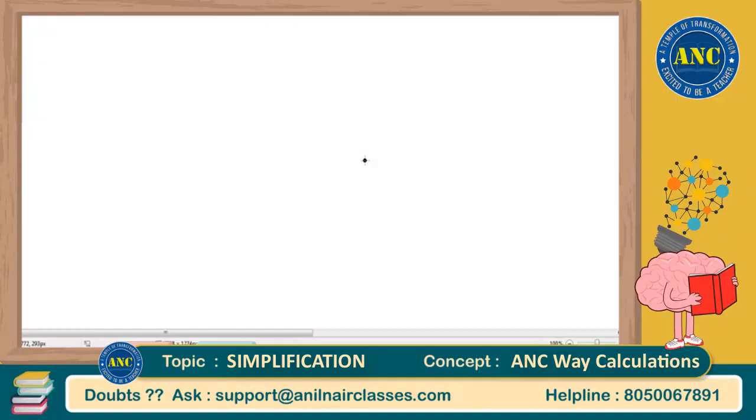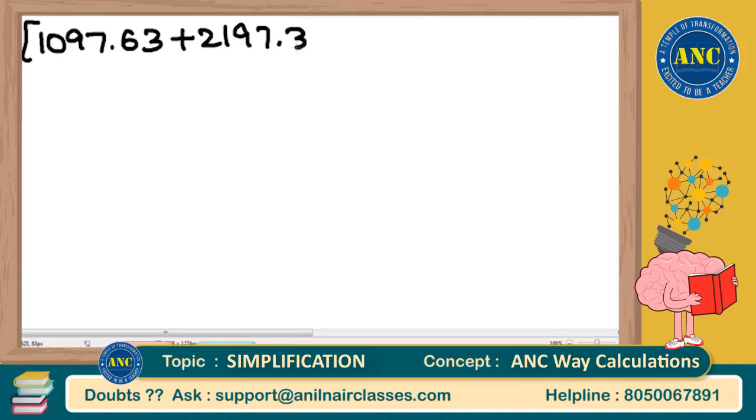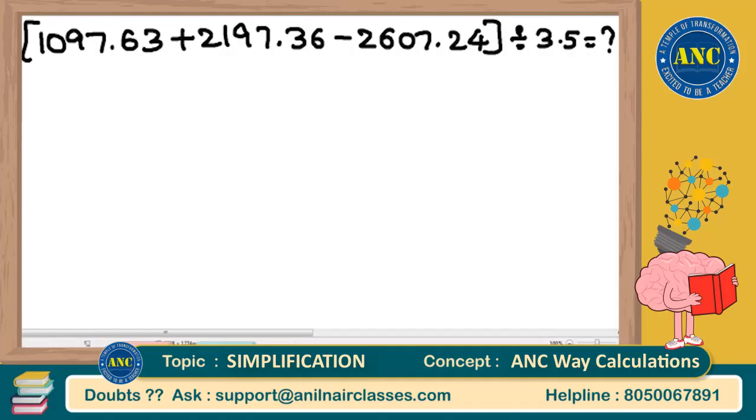Suppose your question is 1097 × 0.63 plus 2197.36 minus 2607.24 divided by 3.5 is equal to question mark. I need to find the value of the left hand side, because on the right hand side only one term is there, that is nothing but question mark.